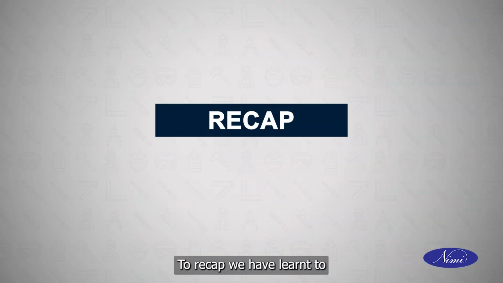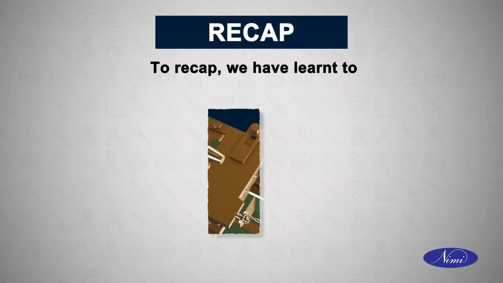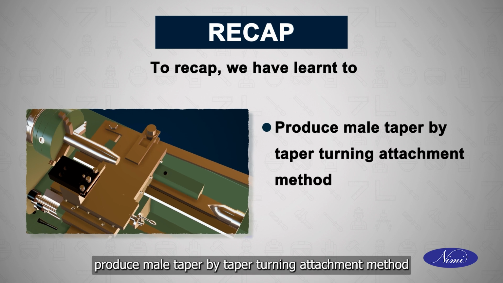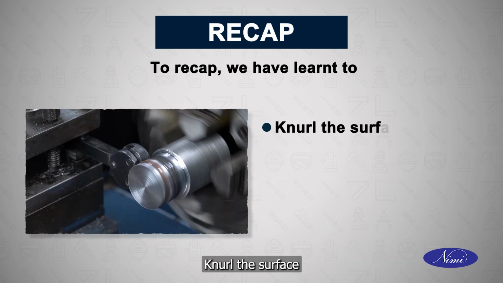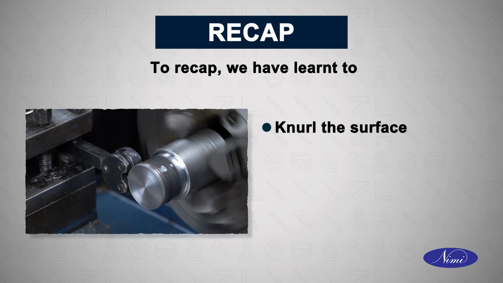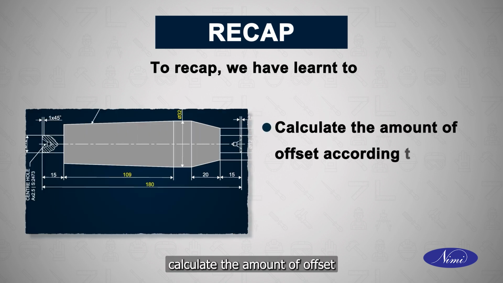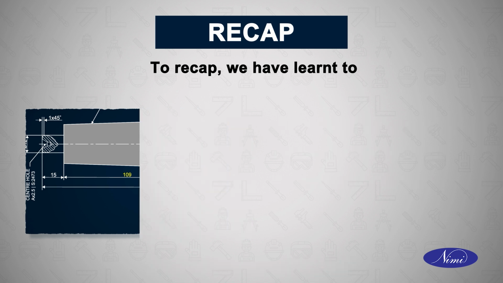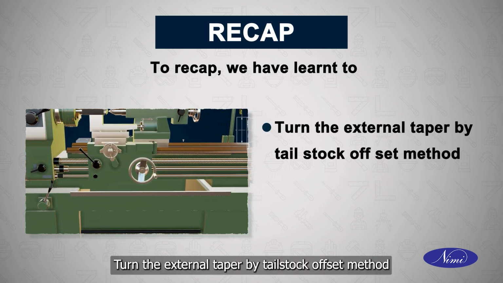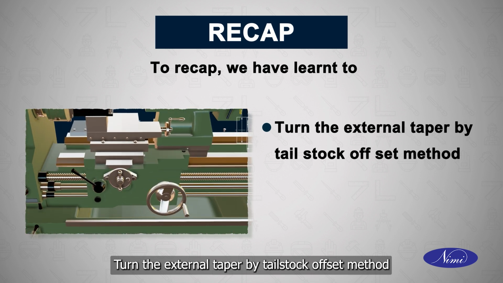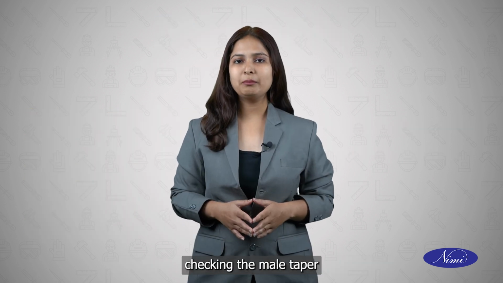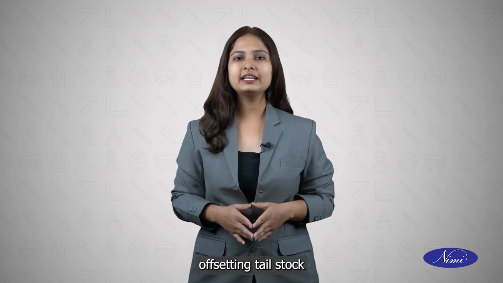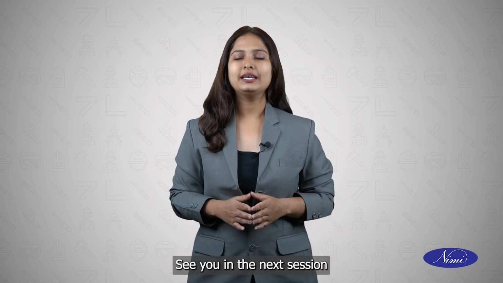To recap, we have learned to produce male taper by taper turning attachment method, knurl the surface, calculate the amount of offset according to the expression of taper, and turn the external taper by tailstock offset method. So that's all about male taper turning by taper turning attachment and offsetting tailstock. See you in the next session.